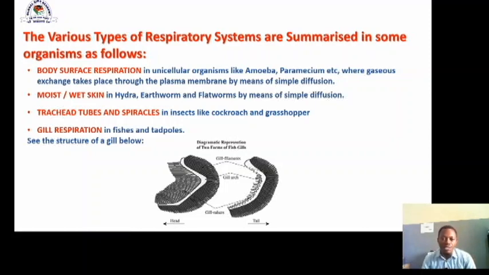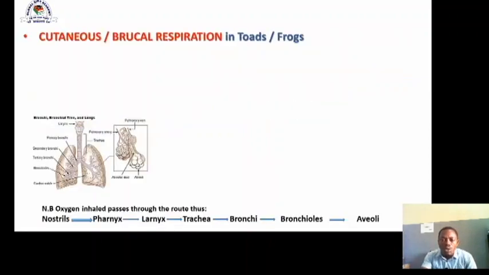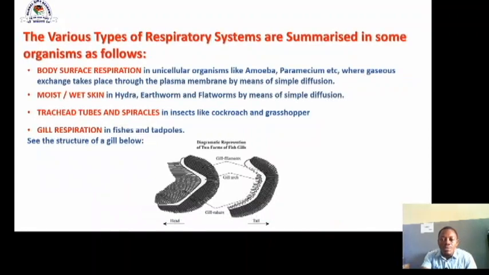And then we have gill respiration in fishes and tadpole. What do we mean by tadpole? The young newly hatched toad and frogs. So see the structure of the gill below. From this structure, you could observe the three major structures of a gill: the gill arc, the gill raker, and the gill filament. This plate you can see there is the gill filament.